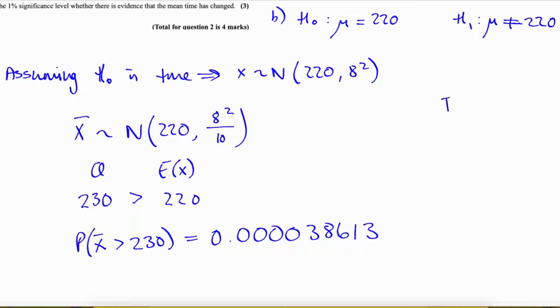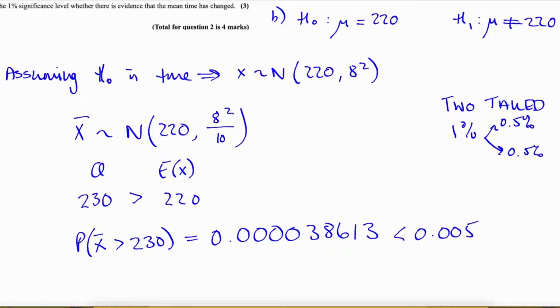And we're comparing that with 1% significance level. But remember, it's two-tailed, so we're going to have to look at 0.5 either side. So the 1% gets split up into 0.5% and 0.5%. So that is clearly less than 0.005 or 0.5%. Therefore, when it is less than, we are in the critical region.